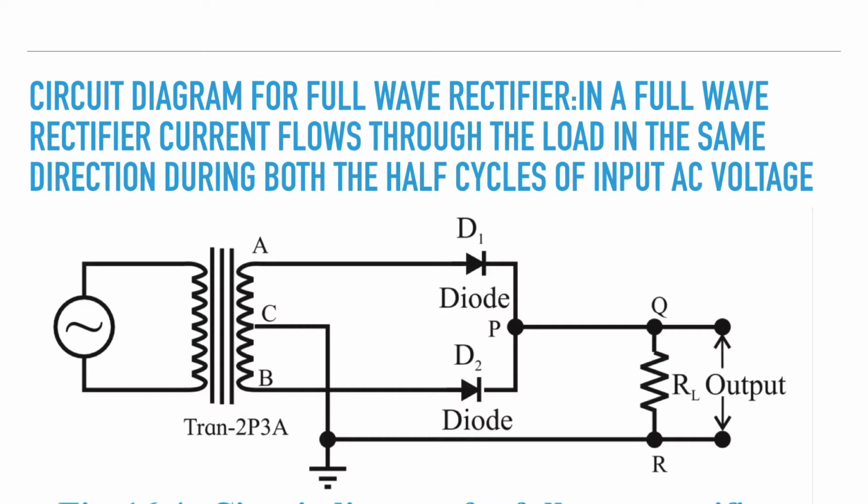This is the circuit diagram for full wave rectifier. This rectifier requires center tapped secondary transformer. Here, two diodes are connected such that the load resistance RL is connected between common cathode and the center tap of the secondary.